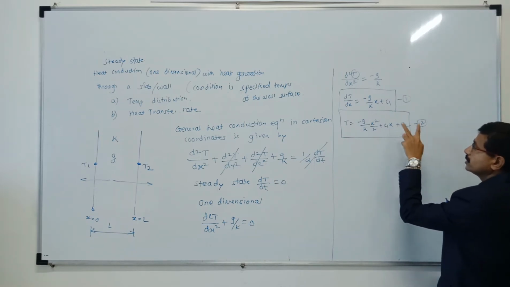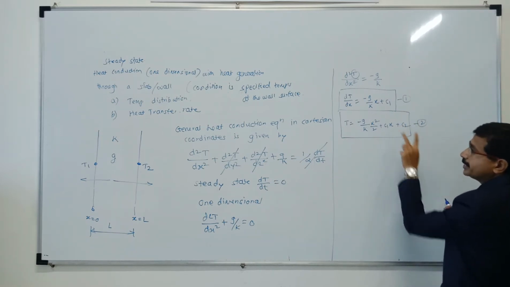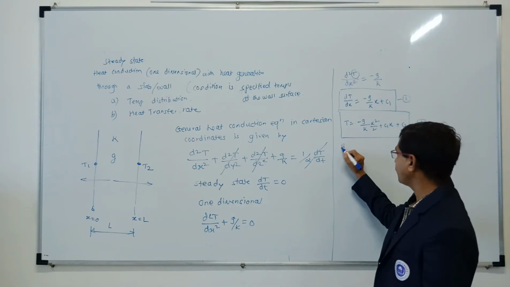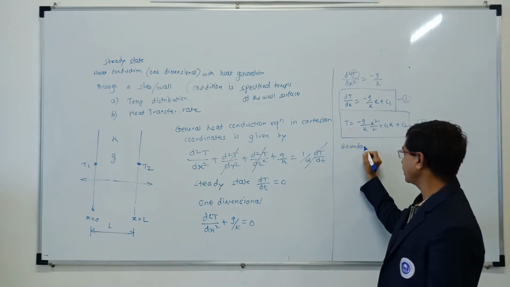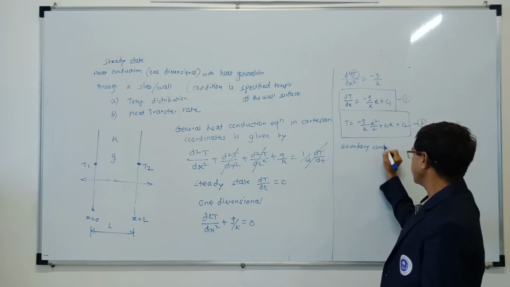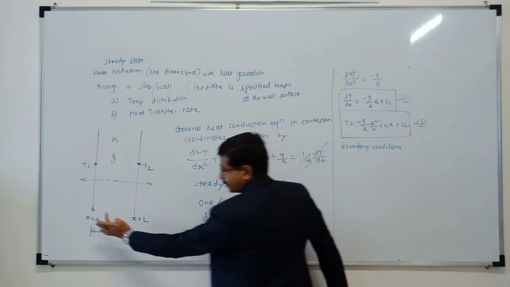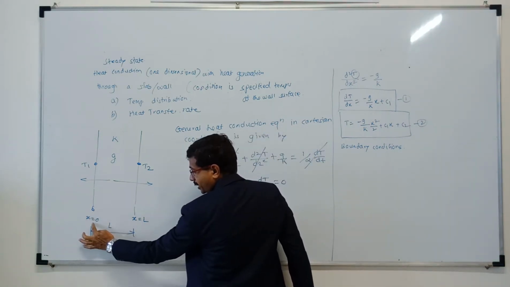I want to find out the values of these constants, so I need two boundary conditions. So I am writing here boundary conditions. So what are the boundary conditions? Just check it. On the left face there is one boundary condition.